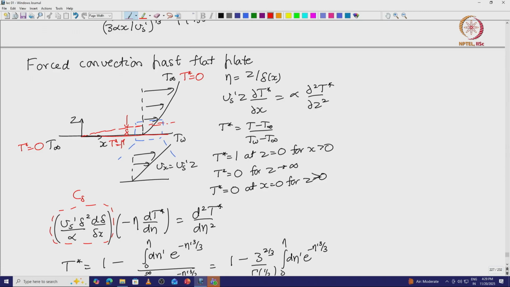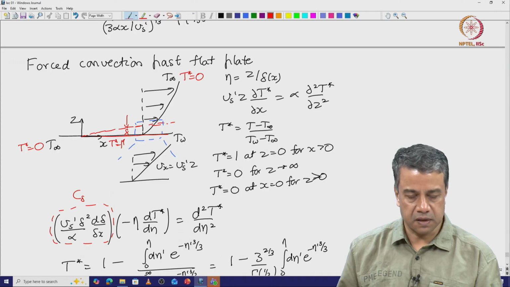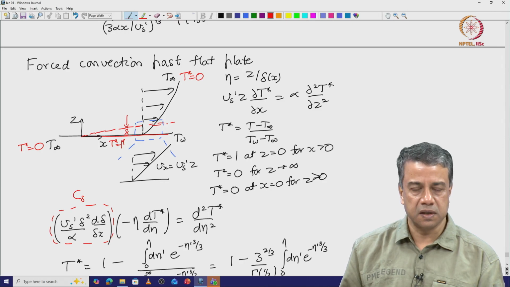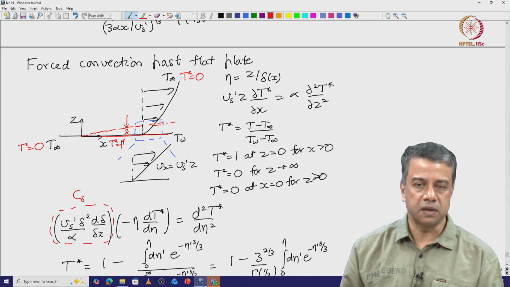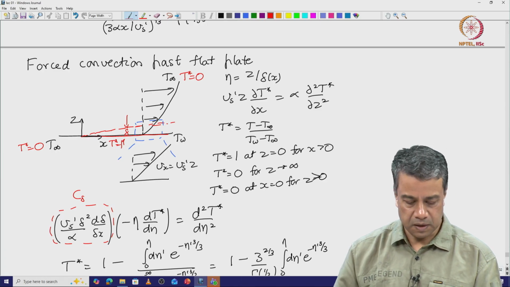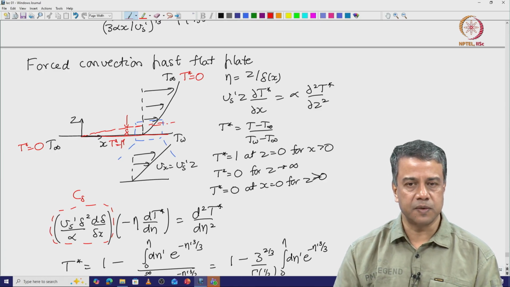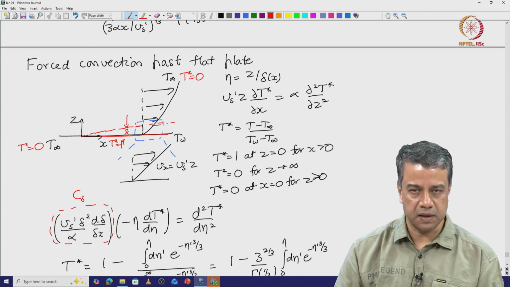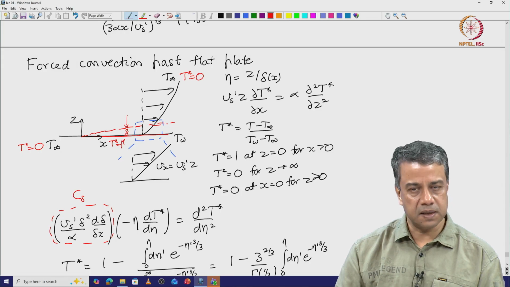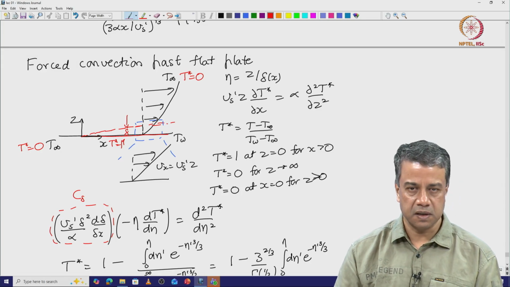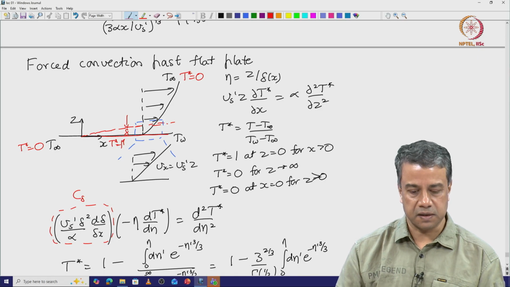V dot grad T equal to 0 implies that there is no change in the temperature along the streamlines, along the velocity vector. Therefore, the temperature at any location is the same as the temperature upstream before the fluid got heated. Because there is no variation in the temperature along streamlines if V dot grad T equals 0, the temperature at any location is the same as the temperature at the upstream location before the heating started.